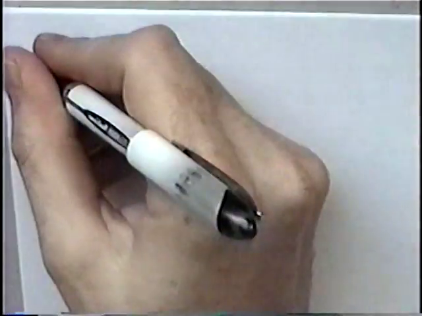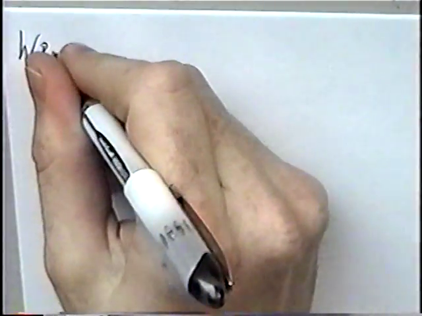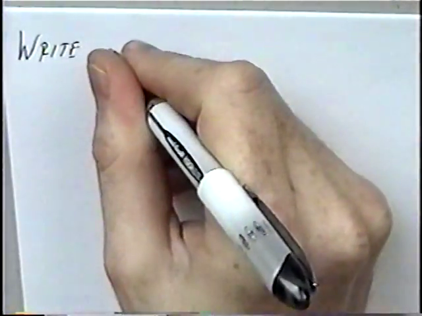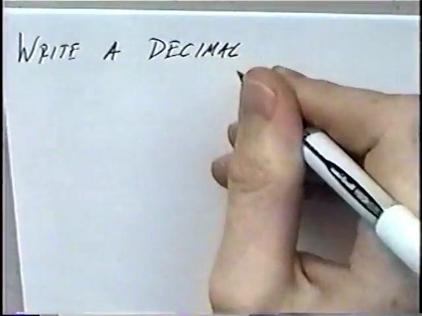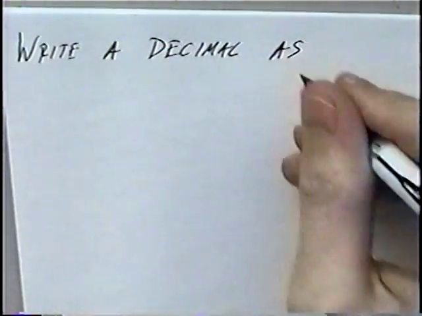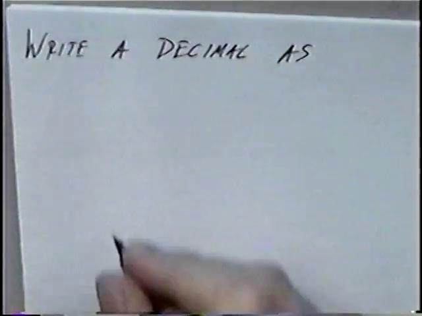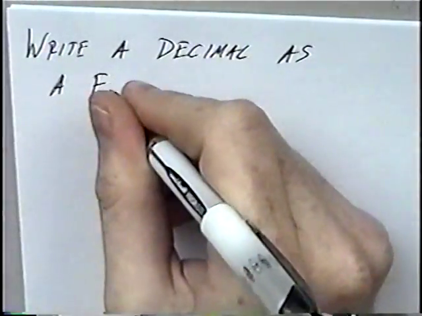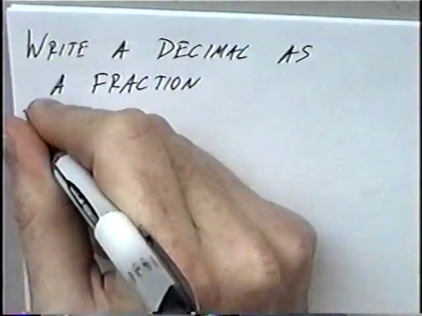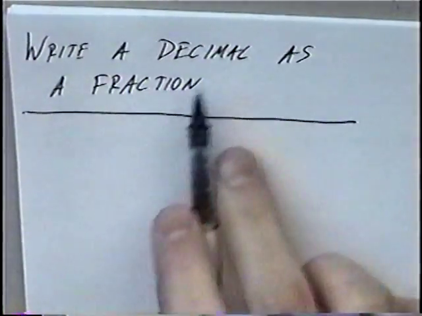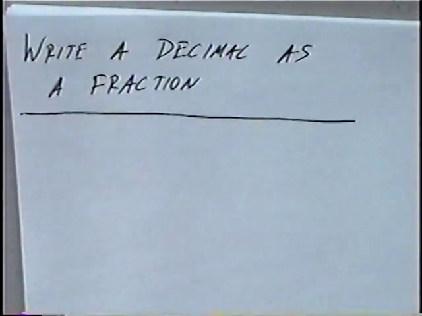Title of the next section is Write a decimal as a fraction. In this section, we'll take a decimal and rewrite that decimal as a fraction.